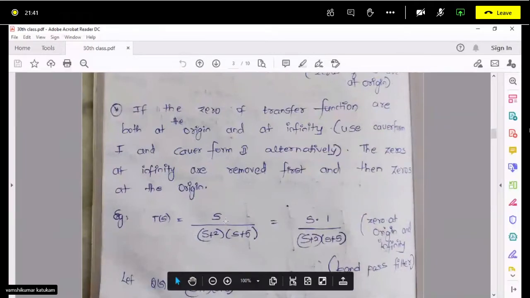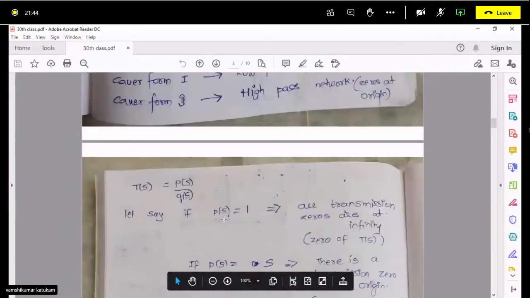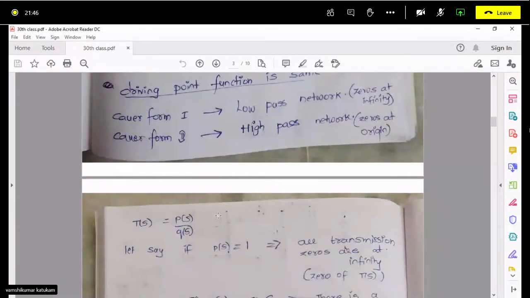Okay, if the numerator is 1, it is a low pass filter. If the numerator is s square, where the number of zeros is equal to the number of poles and all zeros are at the origin, then that is a high pass filter.